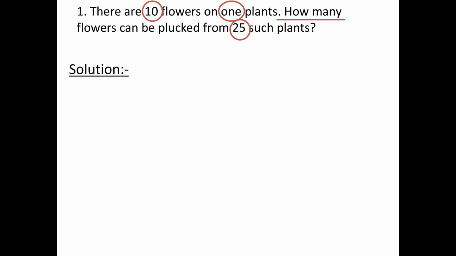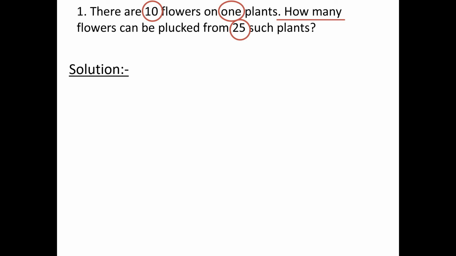Now we are going to do the statements. There are 10 flowers on one plant. How many flowers can be plucked from 25 such plants? So now what is the question? There are 10 flowers on one plant. So now they are asking how many flowers will be there on 25 such plants. So what you have to do here is multiply. Why? Because they have given us already a number about one thing and we have to find about 25 such things. So on 25 plants, how many flowers will be there in total?